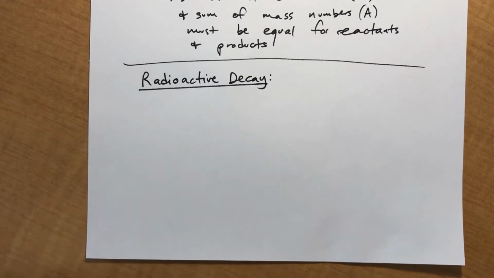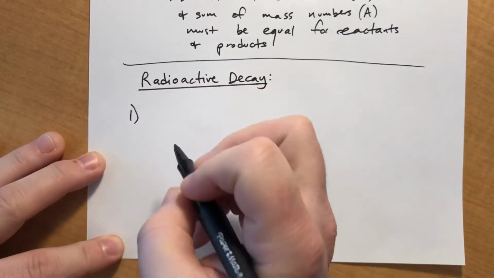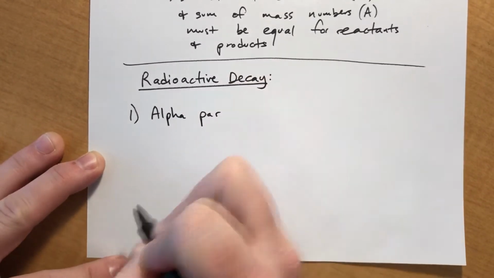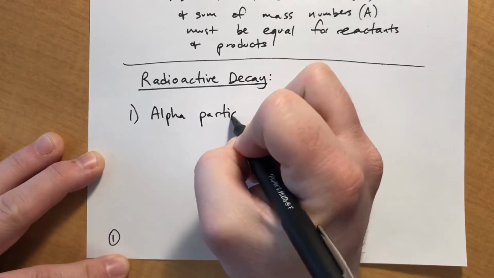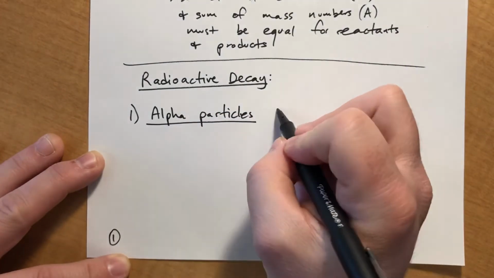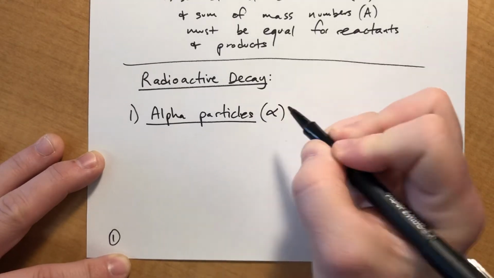Radioactive decay. There's 5 different options. The first one that we're going to talk about are called alpha particles. Alpha particles get abbreviated as an alpha, the Greek letter alpha.